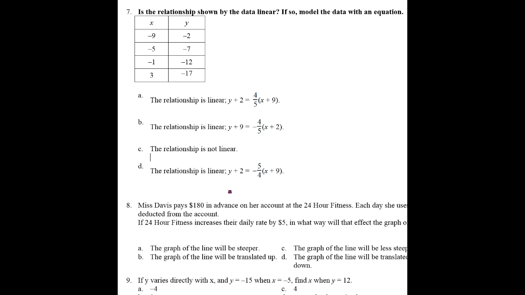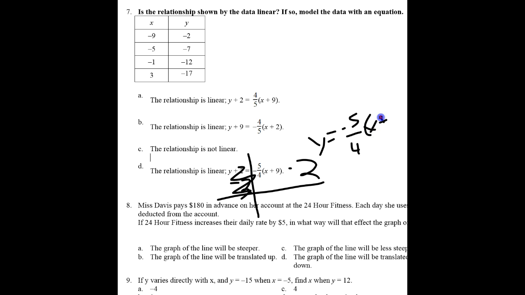So to save time, I'm only going to do answer choice D. I'm going to solve this answer for y. And the way that I get this y by itself is by moving that 2 to the other side. I can move it over by subtracting 2 from both sides, doing the opposite. So I end up with y equals negative 5/4 times x plus 9, minus 2.